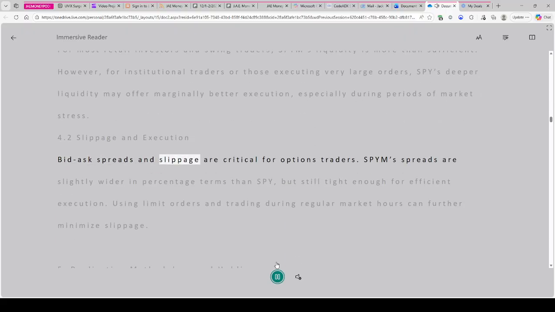4.2 Slippage and execution. Bid-ask spreads and slippage are critical for options traders. SPYM's spreads are slightly wider in percentage terms than SPY, but still tight enough for efficient execution. Using limit orders and trading during regular market hours can further minimize slippage.